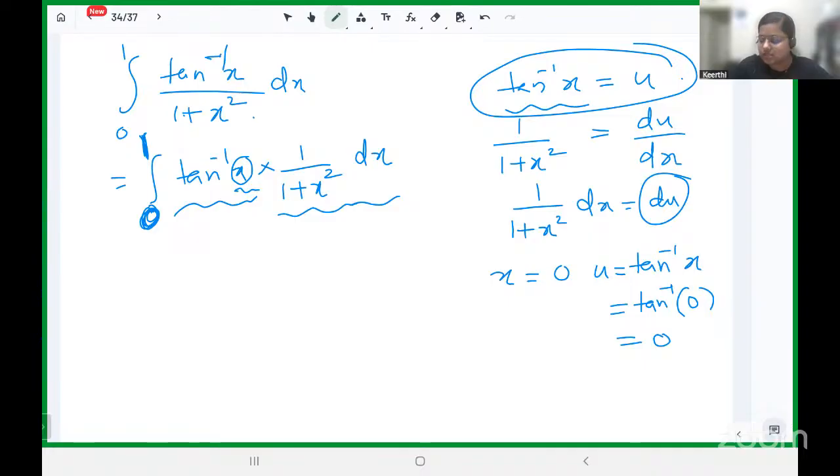All right. So when x is equal to 0, we have got u equal to 0. Now when x is equal to 1, you get u is equal to tan inverse x, right? So tan inverse 1.